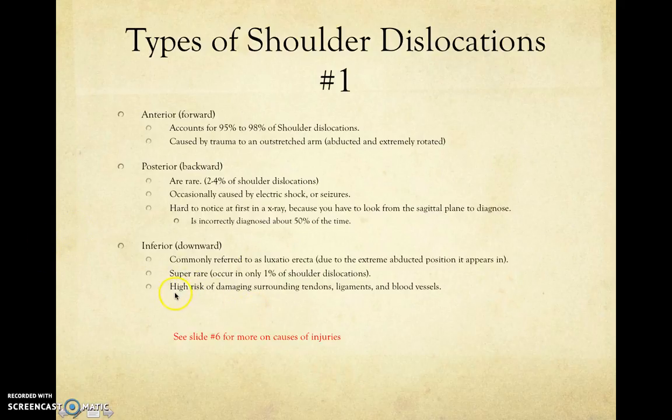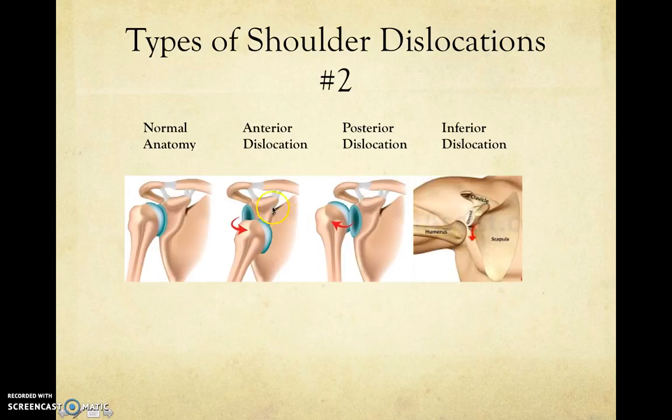Although they are rare, they can be very damaging. They have the highest risk of damaging surrounding tendons, ligaments and blood vessels. This is because the humerus head is displaced downwards in these situations, which pushes it right into the hub of all these blood vessels, ligaments, and tendons, which is not a very good thing. Alright, as you can see here, these are all the pictures of the different kinds of dislocations.